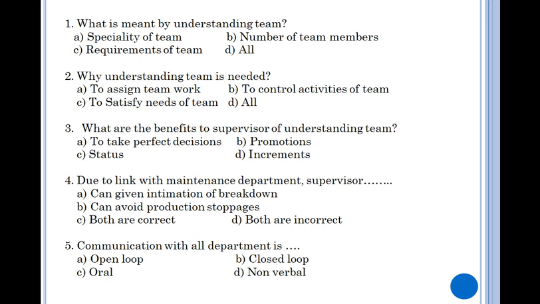Next, question number 5. Communication with all department is what? The options are A open loop, B closed loop, C oral, and D non-verbal. As we have studied, the communication of the supervisor with all departments is like a cycle process, or a total loop, and in that we are getting feedback also. So it is a closed loop system. That is option B.